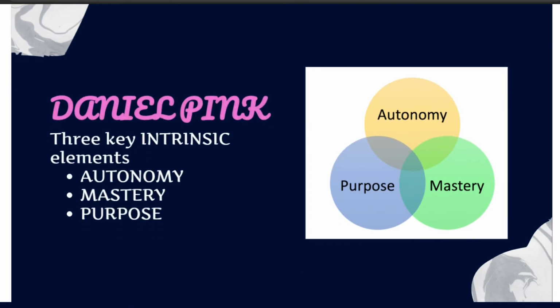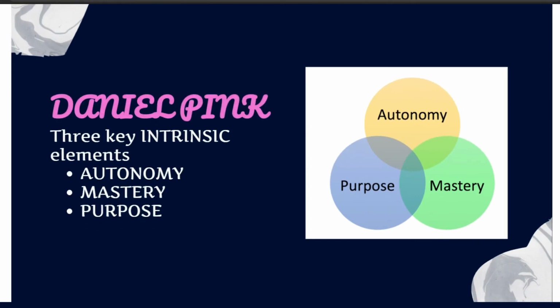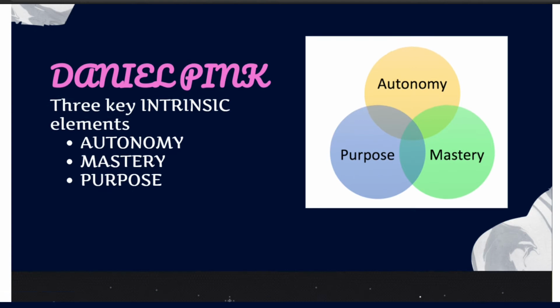Now, we are going to discuss Daniel Pink. In his book entitled The Surprising Truth About What Motivates Us, he focused on 3 intrinsic elements, which are autonomy, mastery, and purpose. This diagram summarizes the key elements of Daniel Pink.